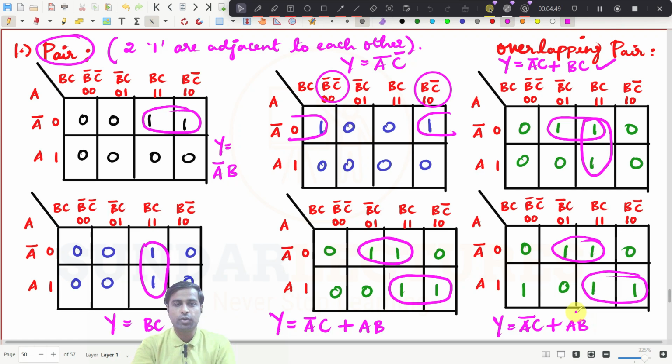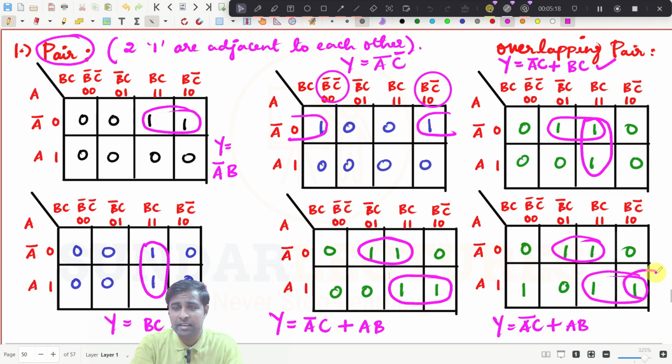And now you have to understand. See this, there is a one separately out here, and I have to cover that one. That is my ultimate aim. In a Karnaugh map, I have to cover all the ones effectively. There is a separate one I should go for. Is there any possibility of pair? Yes, the possibility of pair is there, because I can make this one and this one as a pair.